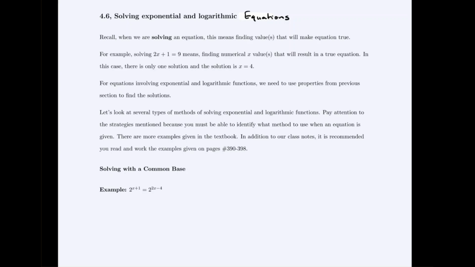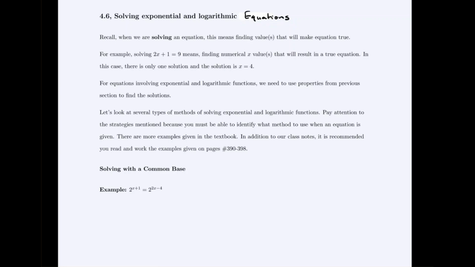Previously, we learned about exponential and logarithmic functions. We then learned how to graph exponential and logarithmic functions, and then finally, properties of logarithms. Taking all that information together, we are going to learn how to solve exponential and logarithmic equations.